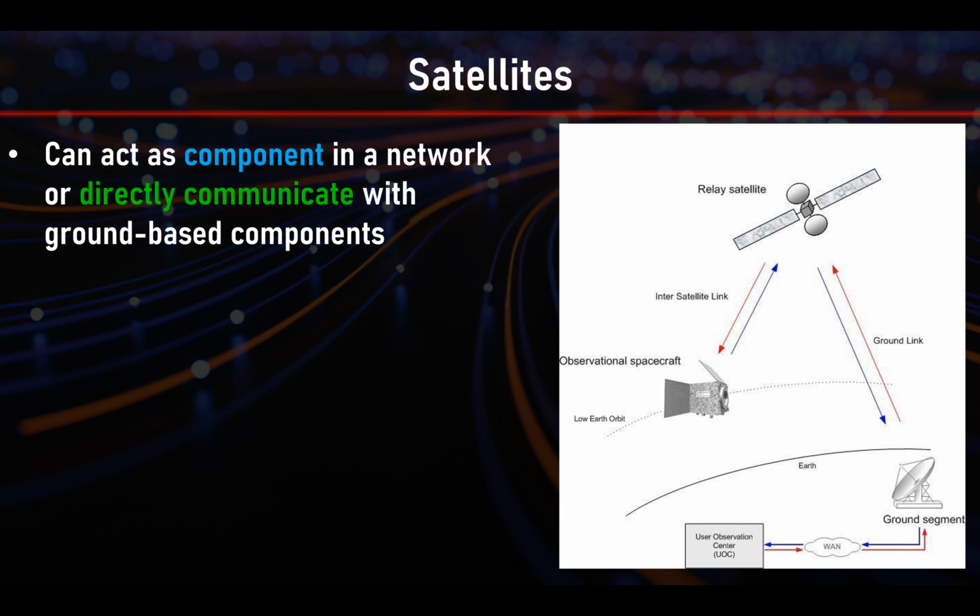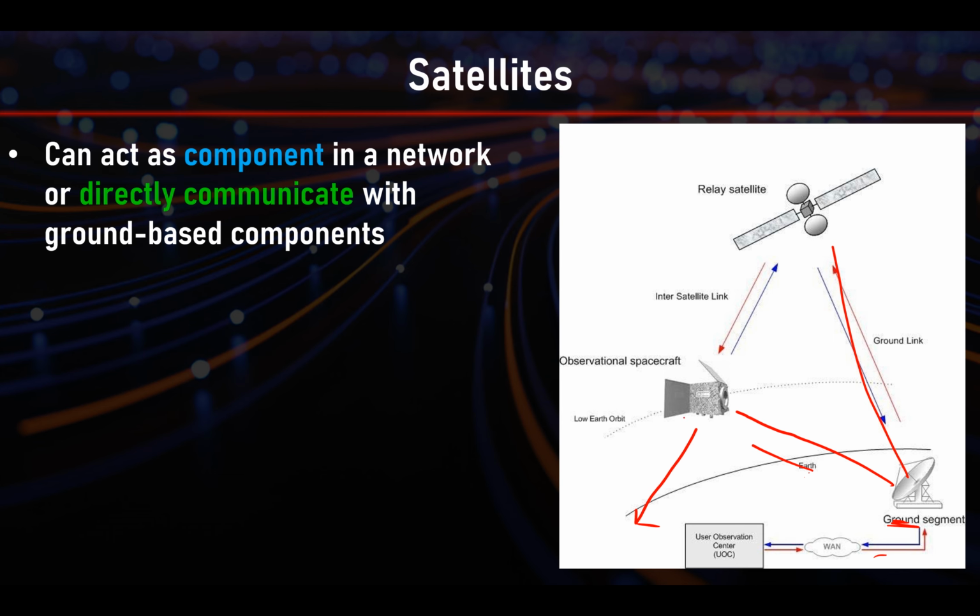Right, so a satellite can act as a component in a network, or it can directly communicate with ground-based components. So I guess what they're saying is you could have, let's say, this ground segment here, and if this is like a mobile network, maybe this mobile tower is directly communicating with the satellite. Let's say this satellite is then directly sending to another tower. Then of course it can send the phone call.